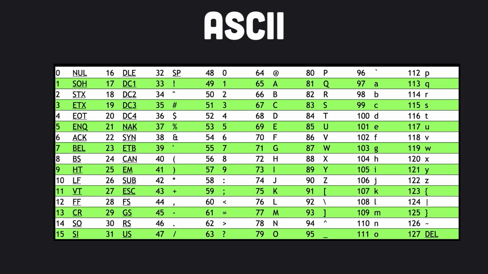That's where ASCII comes in. ASCII assigns a number to each character. For example, the capital letter A is represented by the number 65. In binary, that's 01000001. That's how computers store text. It's all numbers behind the scenes.